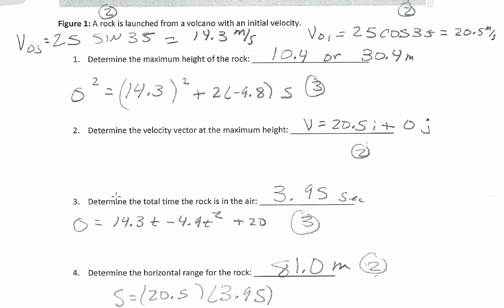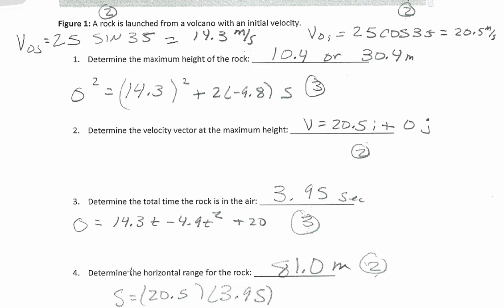Determine the total time the rock is in the air. Okay, so that means it must fall down 20 meters. So its displacement is 20 meters when it hits the ground. Therefore, I have 0 equals 14.3t minus 4.9t squared plus an initial height of 20 meters. And then I will use the solver function on my calculator to get 3.95 seconds for my answer.